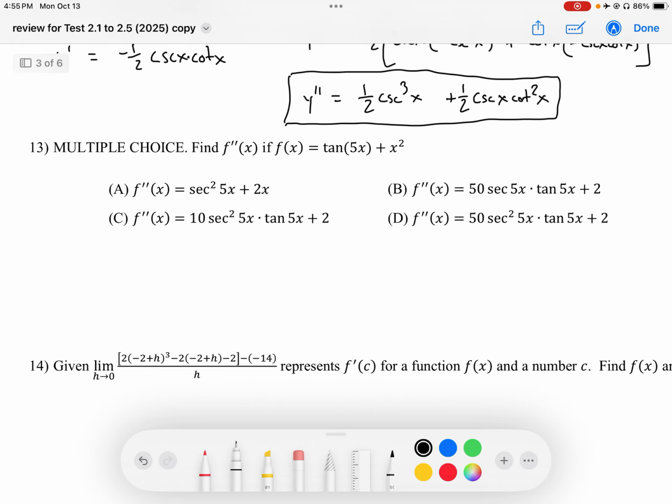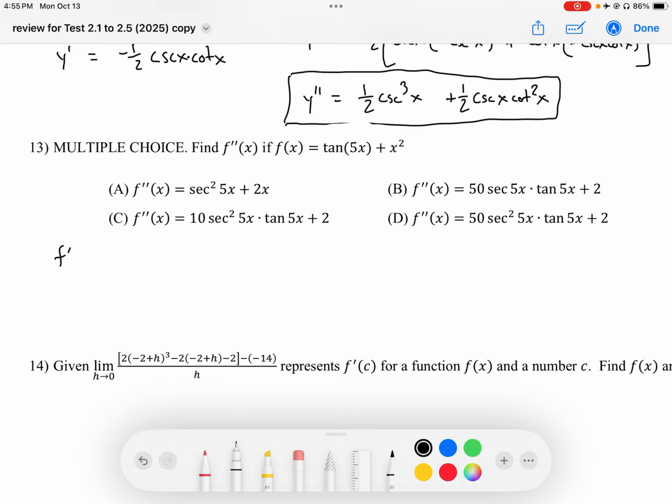All right. Ooh, lovely. f of x equals tangent of 5x plus x squared. We want to find the second derivative. Now, first of all, don't make this more complicated than you need to, because we're just going to take the derivative of this, take the derivative of this, and add them. So don't be too tripped up by the x squared. The x squared is easy to take the derivative of.